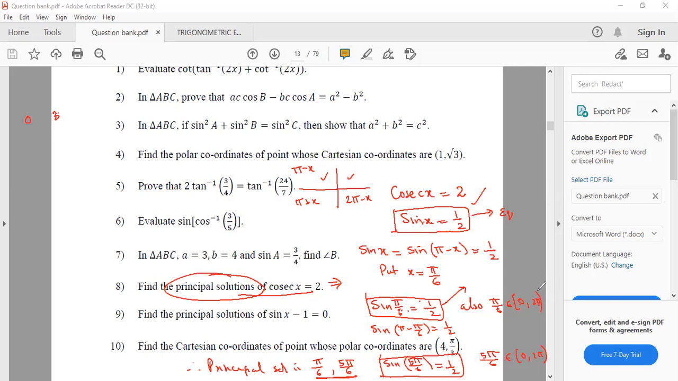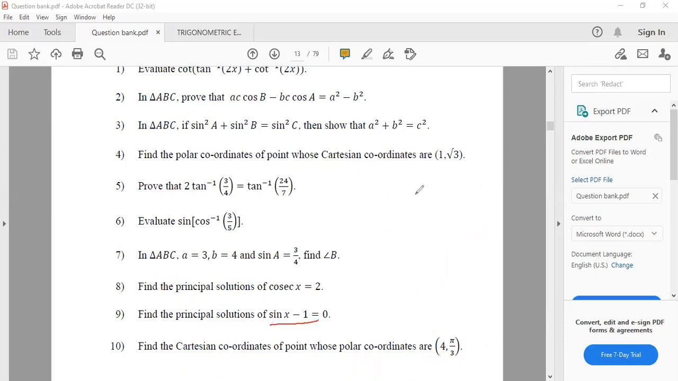Has everybody understood why you should write each step? First, you are making it in the format of the equation. After making it in the format of the equation, you are saying that this angle is an angle between 0 and 2 pi. Therefore, it is a principal solution. Is it clear to everybody? Are the steps clear?